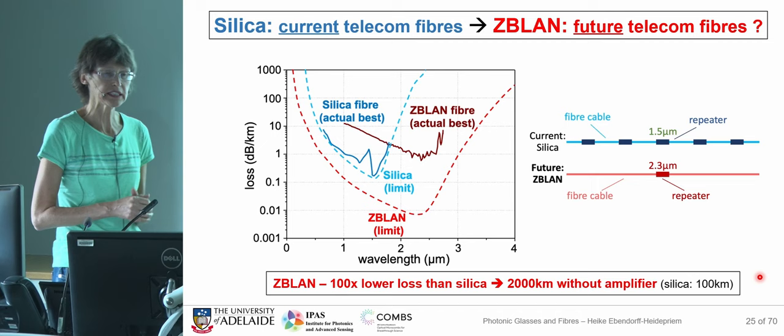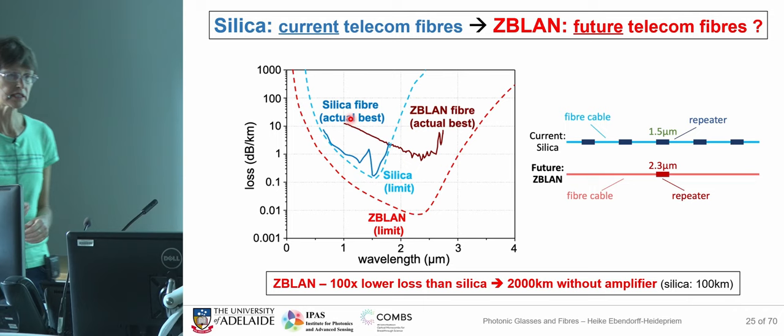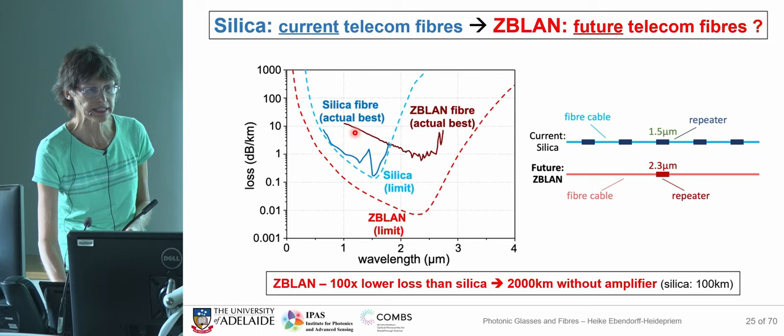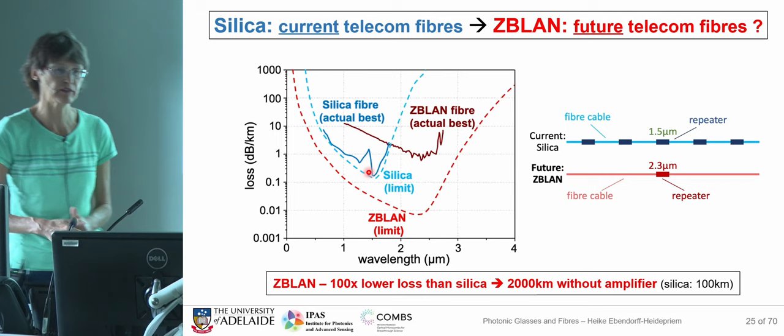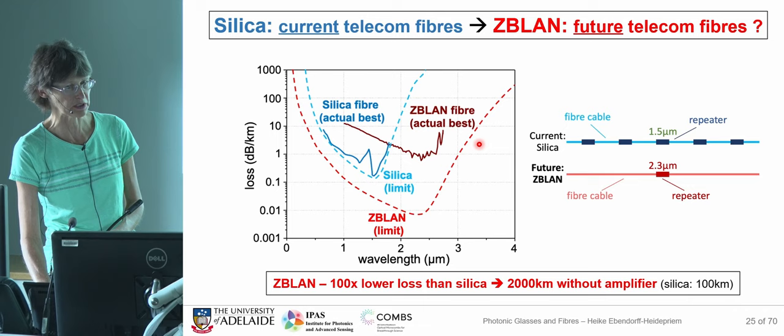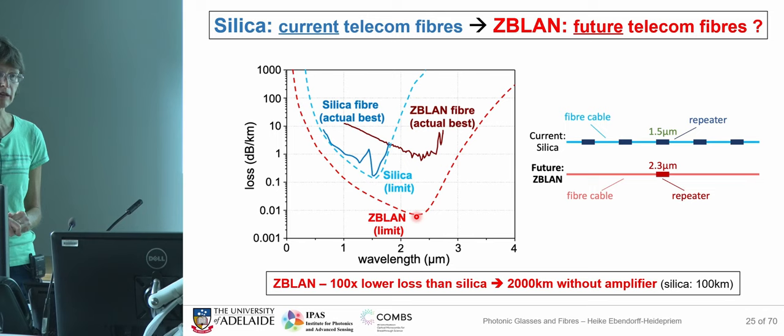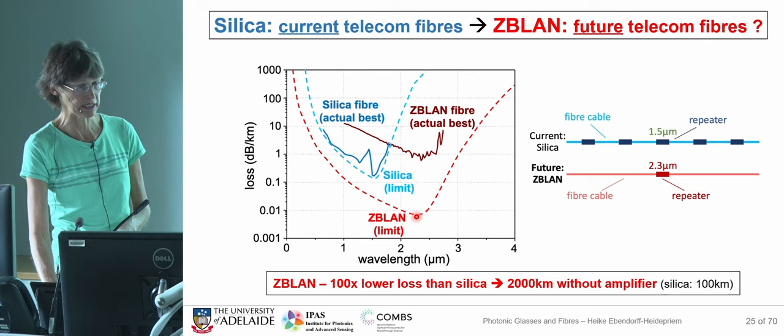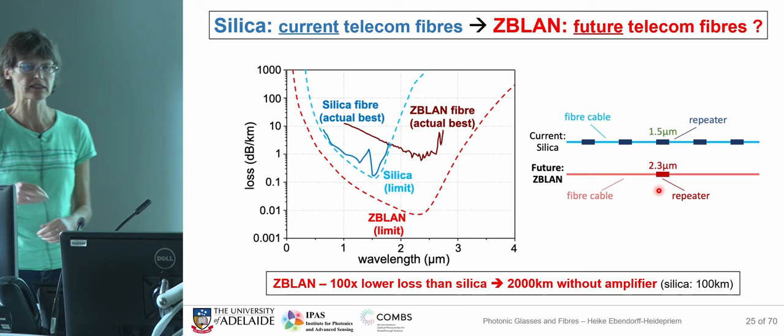Now, this slide here compares silica, which is currently the glass that is used for fiber optics cables. And what's shown here is the theoretical loss, and that the practical or the actual best silica fiber is at the theoretical limit. Now, if you look at the Zeeblan glass, so zirconium fluoride glass, fantastic. It's not only that the transmission window is wider, but also the minimum loss is 100 times lower compared to silica. So if we have then Zeeblan fibers at the minimum loss, we would need much less repeaters to transport the signal from one continent to the other.